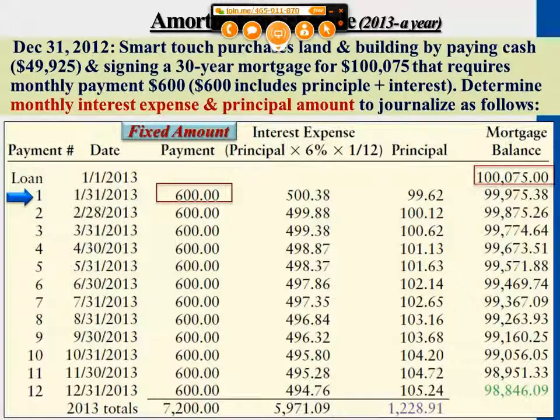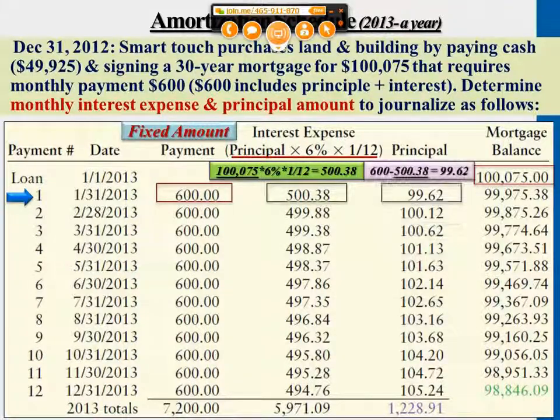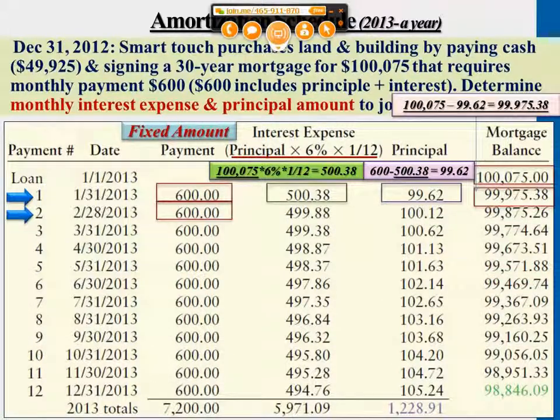So we calculate interest. The first month would always be based on the full mortgage balance times interest rate times time period, a month over 12. Principal amount would just be whatever is left over, the difference between $600 and interest expense. Okay, then after this first month, you have a reduced principal balance because you paid off a portion, $99.62.